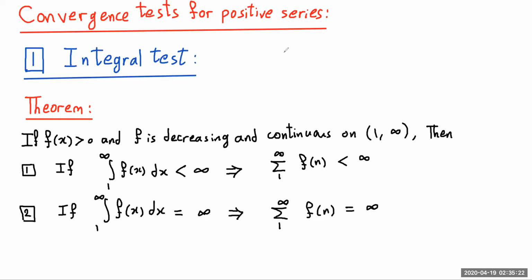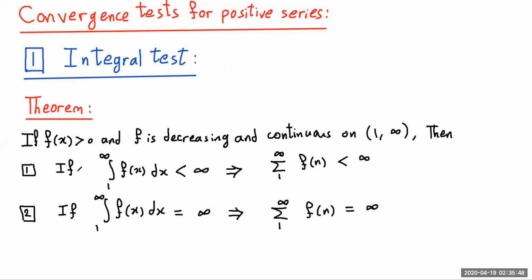Convergence tests for positive series. The first test is the integral test. Theorem. Let's suppose that the function f is positive, continuous, and decreasing on an interval from 1 to infinity, or 2 to infinity. It's not important where it begins.